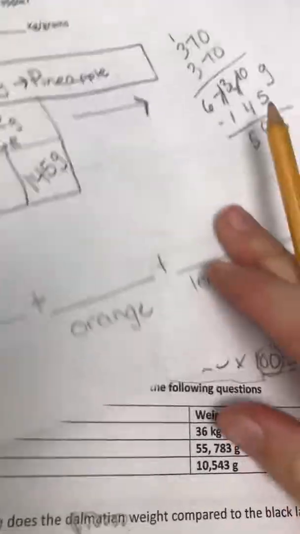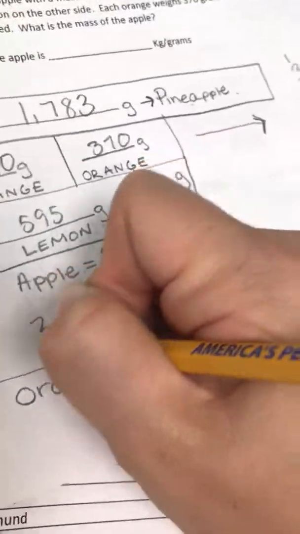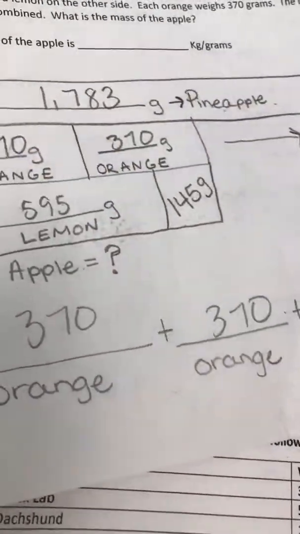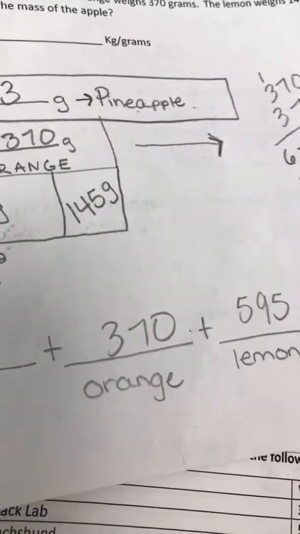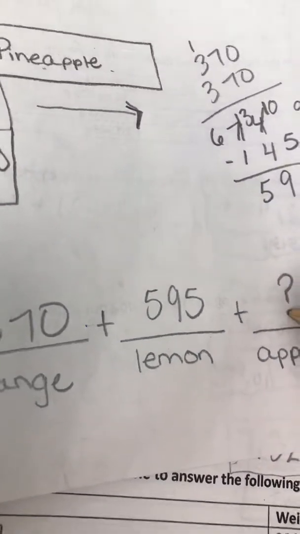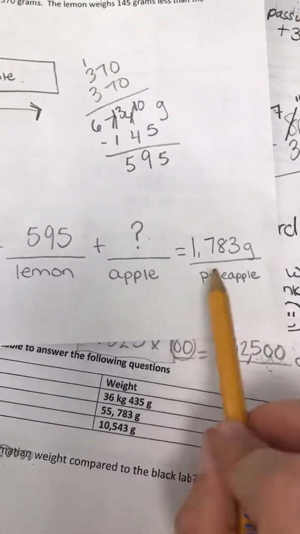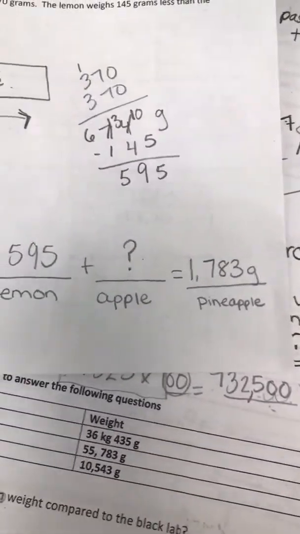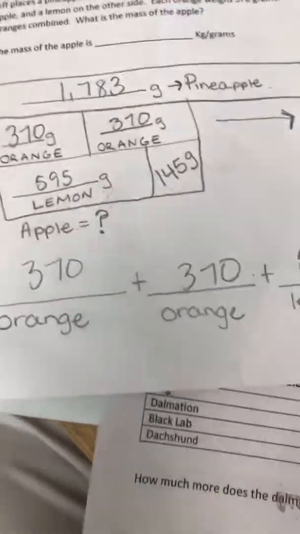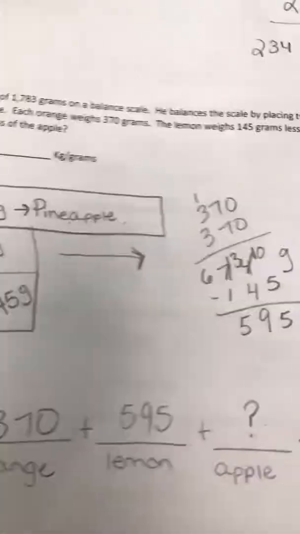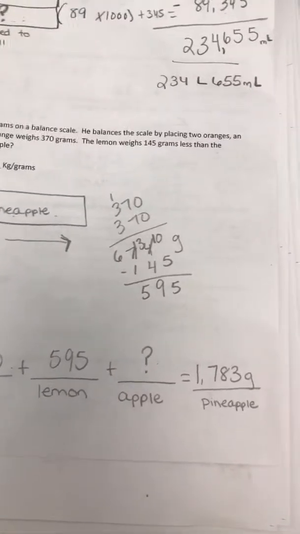So, my 2 oranges, each weighing 370 grams. The lemon, which we just figured out, weighs 595 grams. And the apple, which is what I'm trying to solve for, if I add all of those together, they would be equivalent to the pineapple. They would be 1,783 grams. Lucky for me, everything is in grams, so I don't have to do any conversion, but I do have to add these up and try to solve for that missing weight. So we're going to do that real quick.